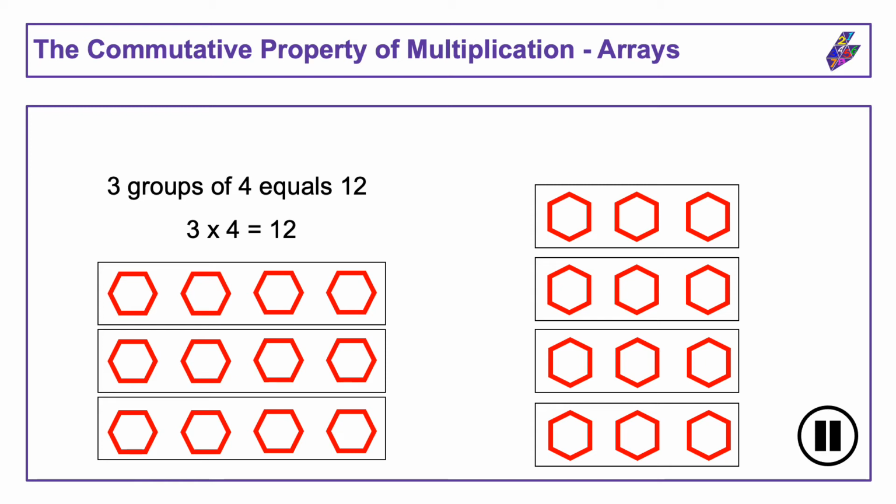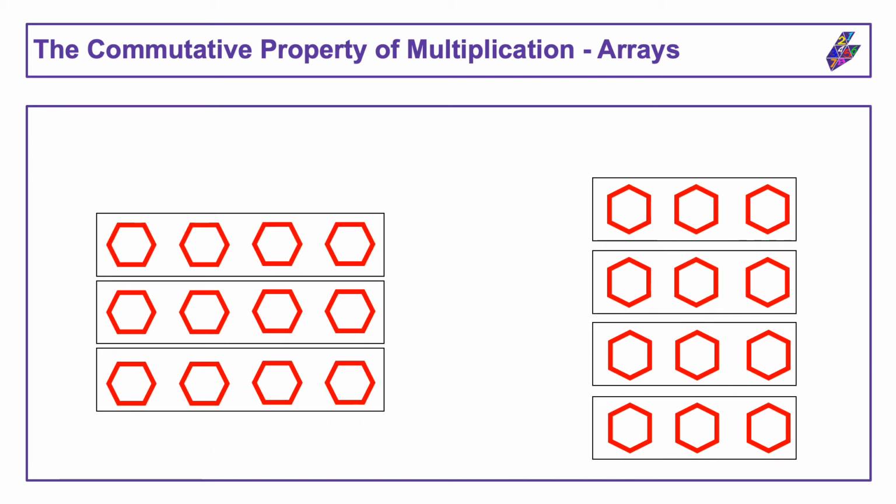In words, we might describe this image as 4 groups of 3 equals 12. As an equation, we might record this as 4 times 3 equals 12. In both images, although the factors 3 and 4 have changed position, the product, 12, is still the same. This is the commutative property. In multiplication, if you change the order of the factors, the product will remain the same.